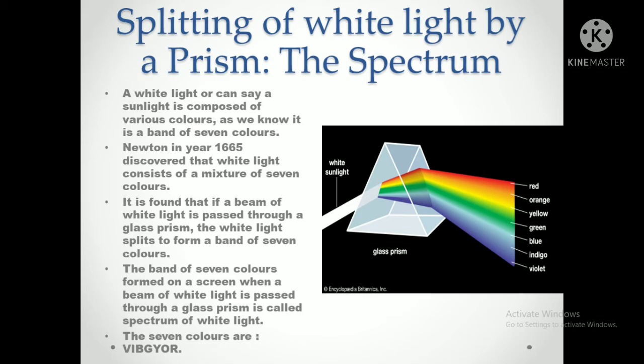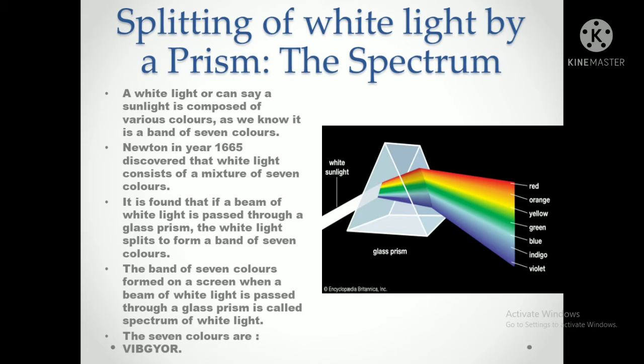The splitting of white light by a prism is known as a spectrum. Now let's see what it is. White light, or we can say sunlight, is composed of various colors. We don't see it, it is just white light. But there is a band of 7 colors, as we see in the rainbow. Rainbow we will also study.